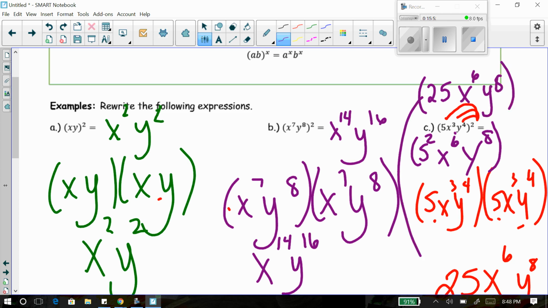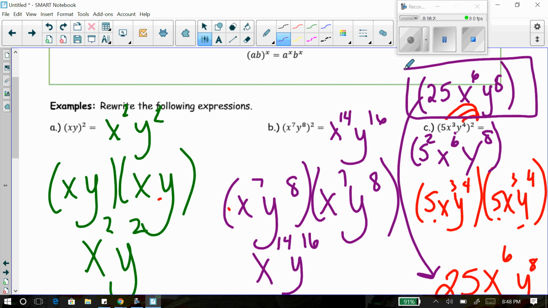When I wrote it out, it was the same thing, right? Purple and red match. So if the exponent's on the outside, then everything's technically getting squared, including the coefficients. But when it's a power to a power, you multiply, and 5 squared is 25. Coefficients would get squared, or raised to the power, whatever that is.